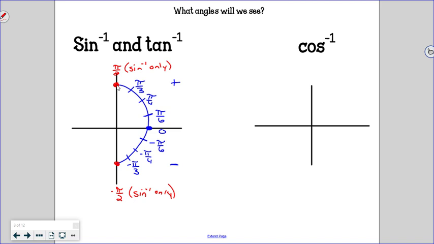If you remember yesterday, that would be where the asymptotes were drawn on our tangent curve, right? So it never actually got to those values, which is why those values are not included for our tangent curve. Cosine is quadrants 1 and 2.